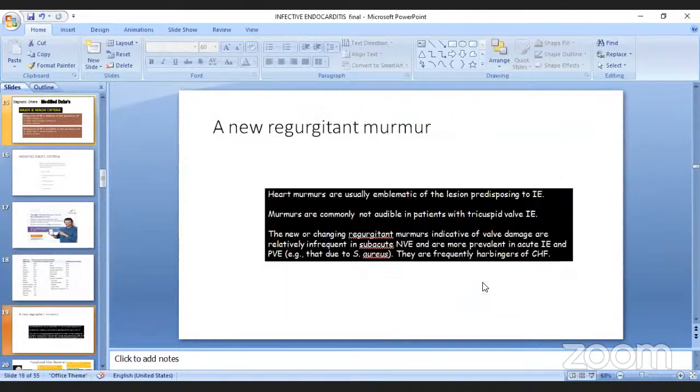Then a new regurgitant murmur. Heart murmurs are usually emblematic of the lesion predisposing to infective endocarditis. Murmurs are commonly not audible in patients with tricuspid valve infective endocarditis, which is a very, very important point, and you cannot forget this. In IV drug abusers, the valve usually affected is the tricuspid valve, and the most common organism is Staph aureus, and the murmurs are commonly not audible.